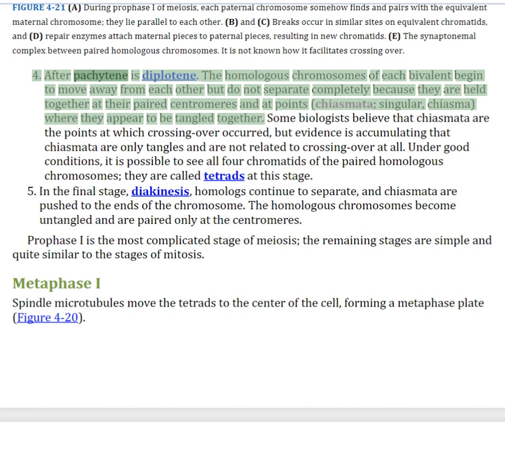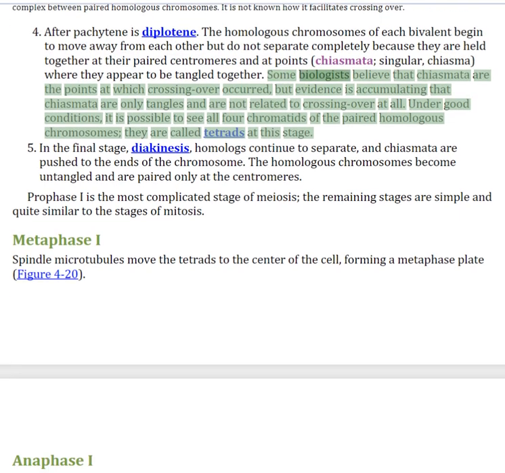4. After pachytene is diplotene. The homologous chromosomes of each bivalent begin to move away from each other but do not separate completely because they are held together at their paired centromeres and at points where they appear to be tangled together. Some biologists believe that chiasmata are the points at which crossing over occurred, but evidence is accumulating that chiasmata are only tangles and are not related to crossing over at all. Under good conditions, it is possible to see all 4 chromatids of the paired homologous chromosomes. They are called tetrads at this stage.